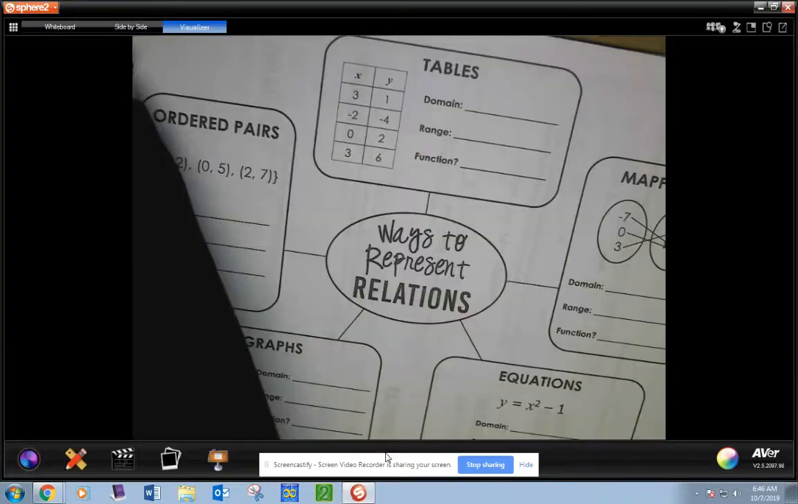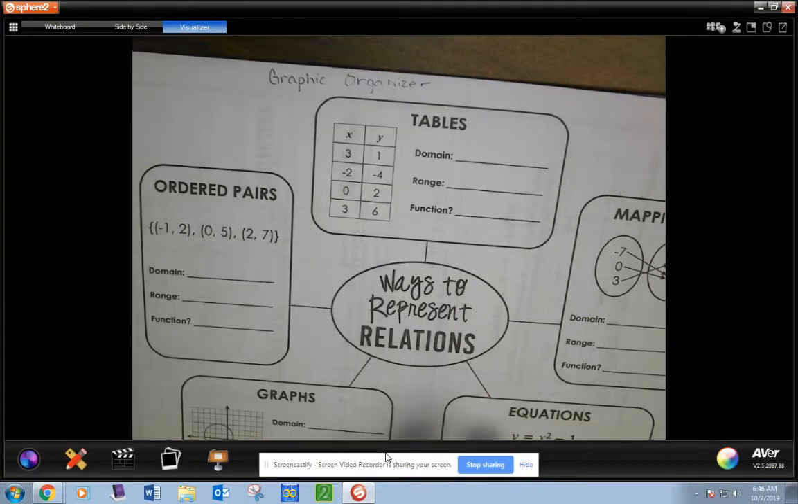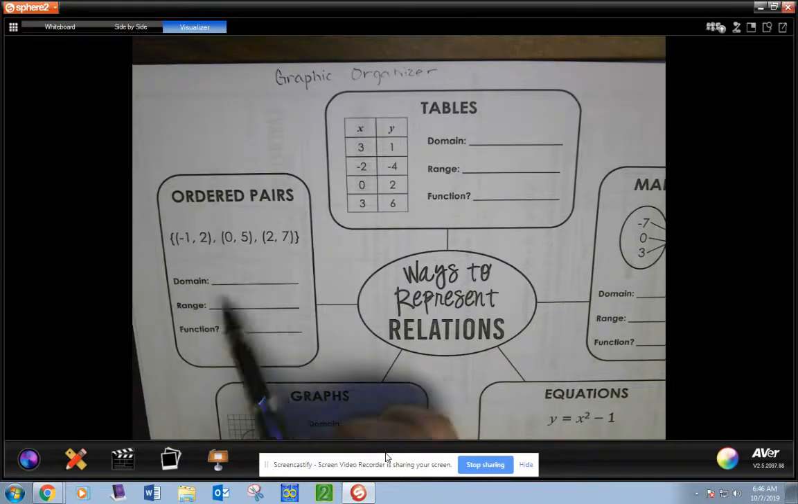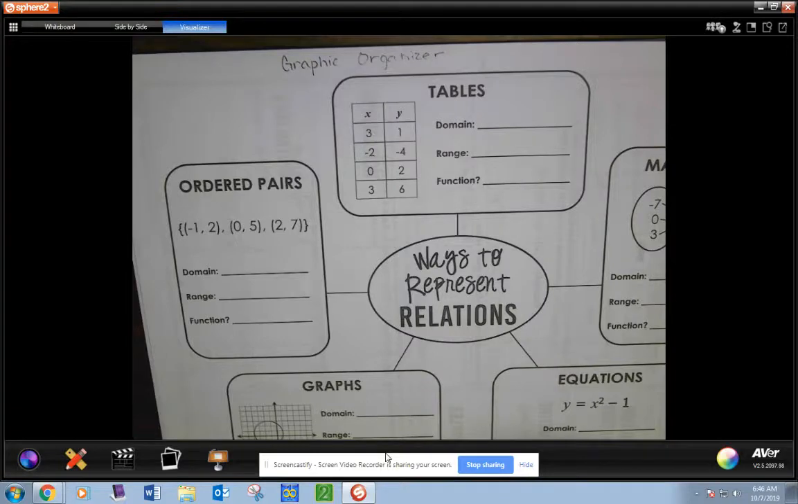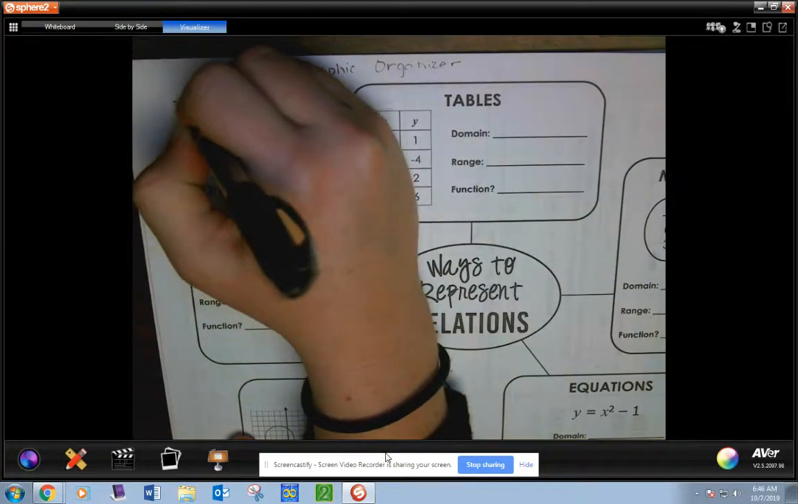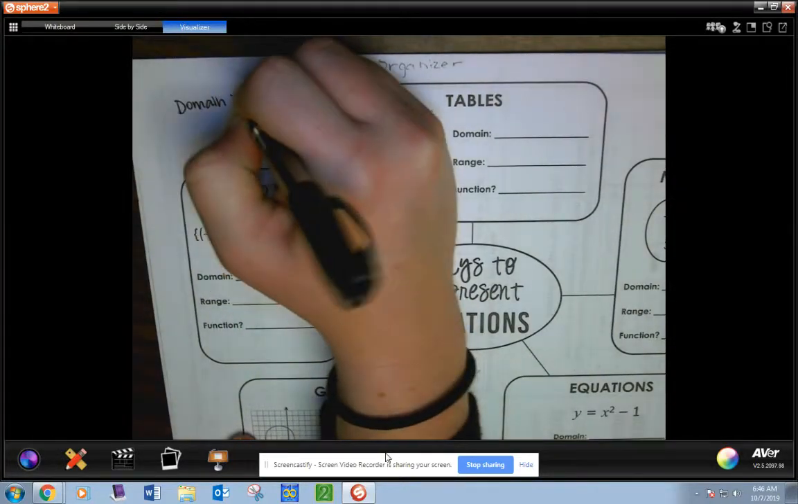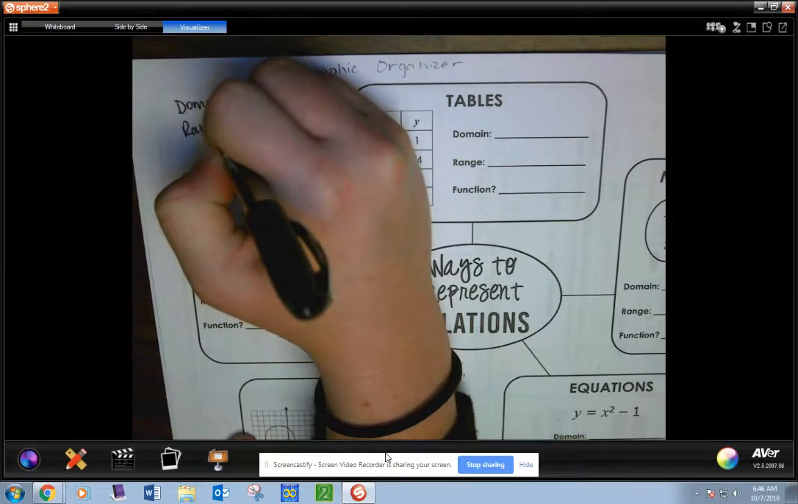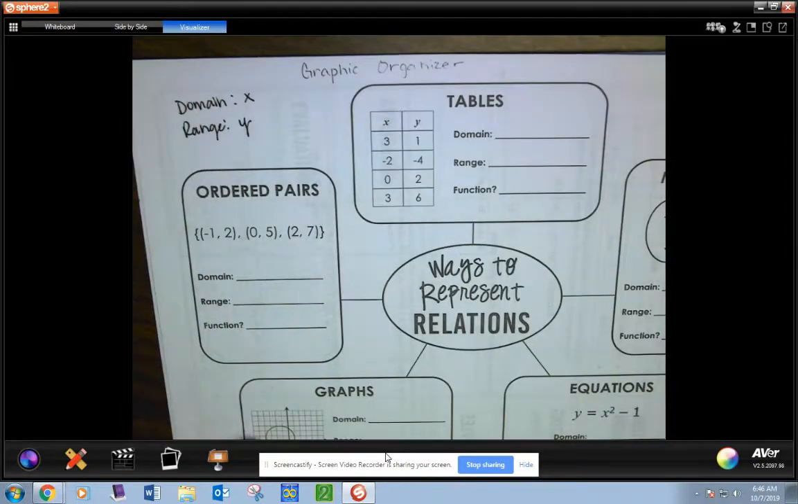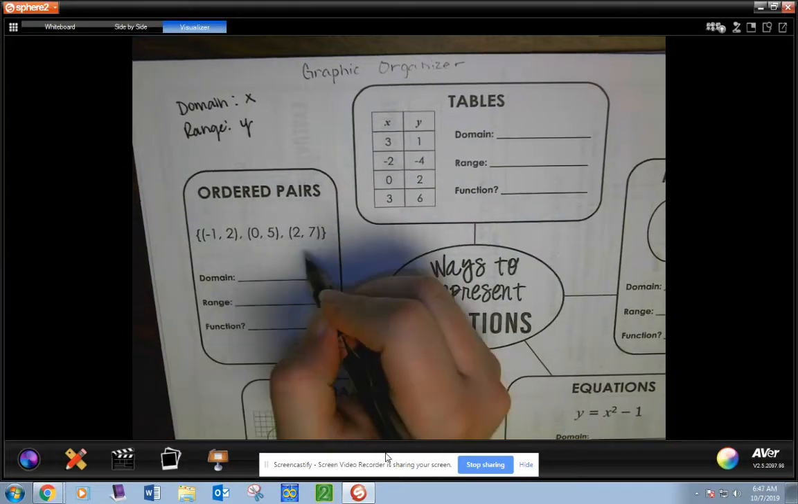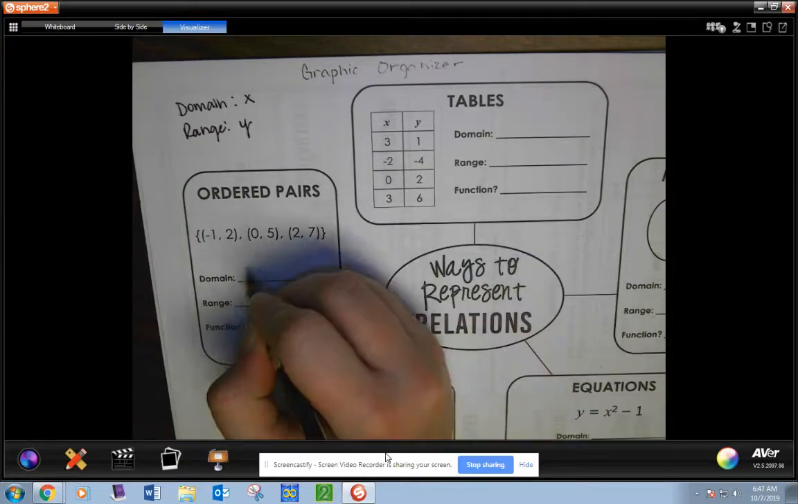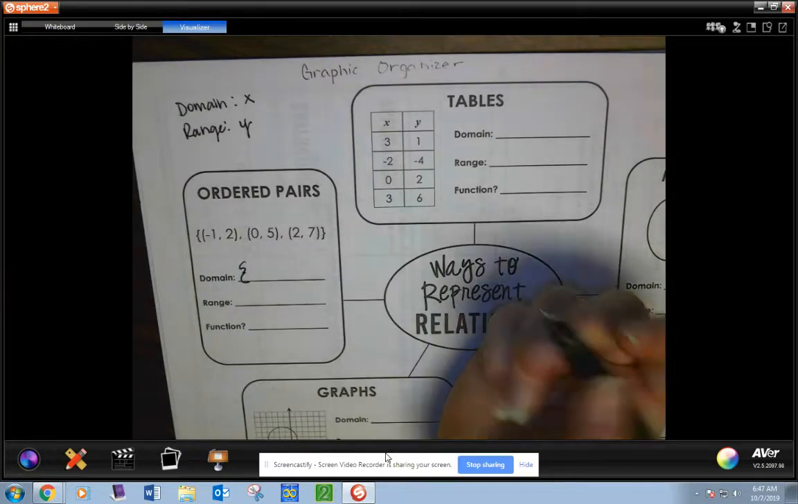Okay, guys, make sure that you're on the graphic organizer. We're going to start with the ordered pairs and follow around, going over all the different types of representations. I need you to recall that domain is X and range is Y. Okay, so when I'm looking at ordered pairs, the domain of this set of ordered pairs, remember you open up a set of brackets and you just list them in order.